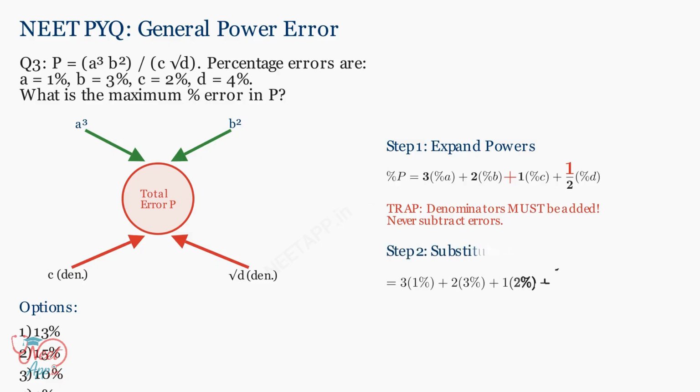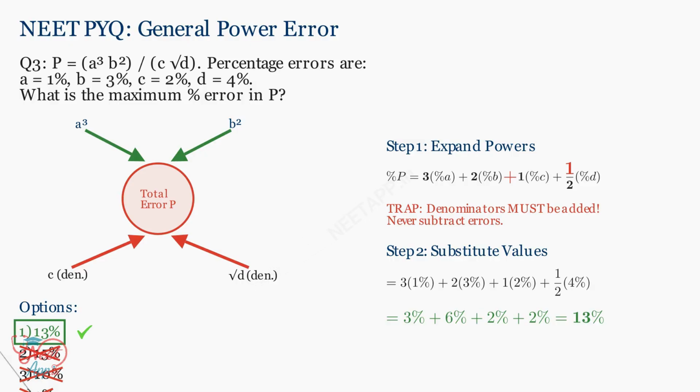Step 2. Let's substitute the values. 3 times 1% plus 2 times 3% plus 1 times 2% plus half of 4%. 3 plus 6 plus 2 plus 2 gives us a total maximum percentage error of exactly 13%. If you had subtracted the bottom terms, you would have gotten 5%, which isn't even an option here, but NTA frequently makes it 1. We lock in option 1 as our correct answer.